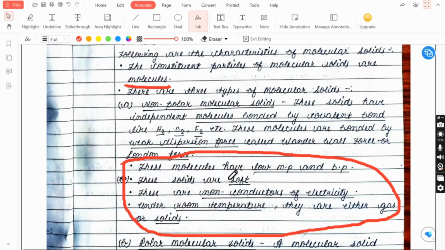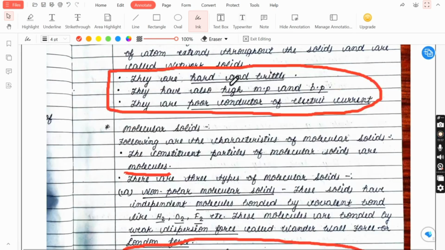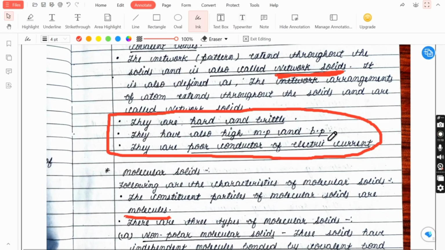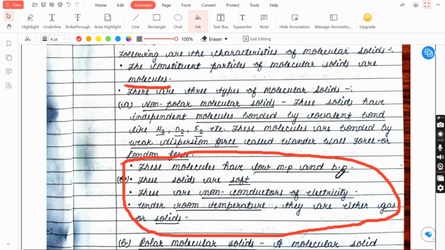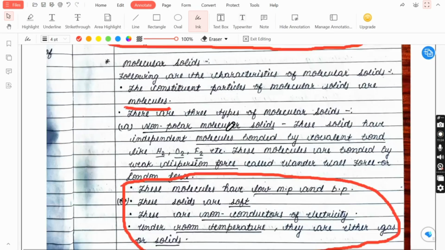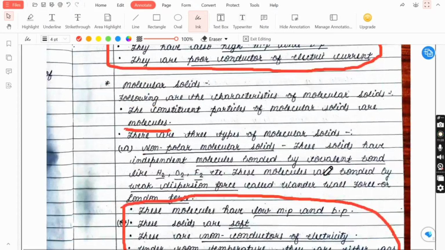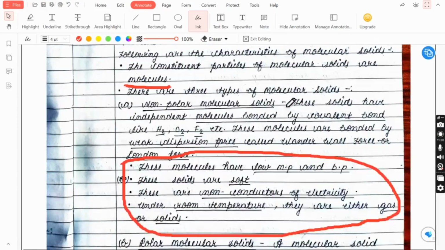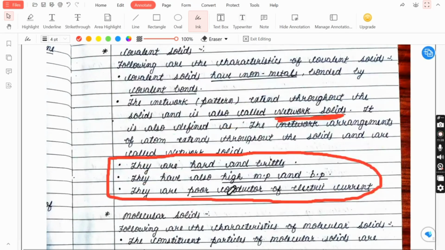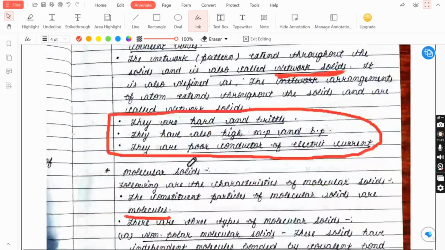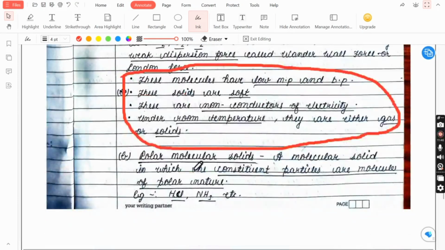So then you can write in those properties. Like we just read here that covalent solids have high melting and boiling points, but molecular solids have low melting and boiling points. They are soft, and this was hard and brittle. They are non-conductors of electricity, so this is the common thing. This is a poor conductor, and these are literally non-conductors. Under room temperature they are either gas or solids. Okay. So these are the basic differences between covalent solid and molecular solid. You must keep it in mind by moving ahead.